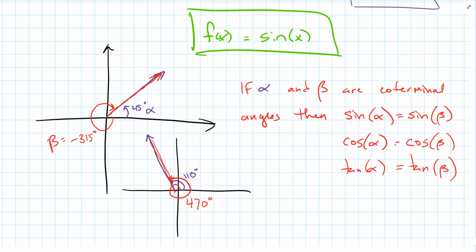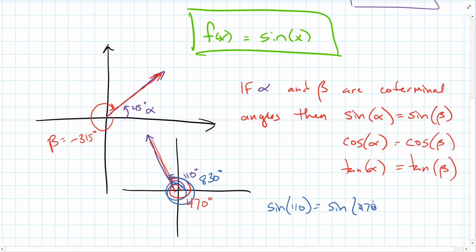I can even go around a third time, adding another 360 to get 830, and so on. I can keep doing this. So the idea here is that the functions repeat themselves. Sine of 110 equals sine of 470 equals sine of 830, and so on and so on. Every 360 degrees it repeats itself.